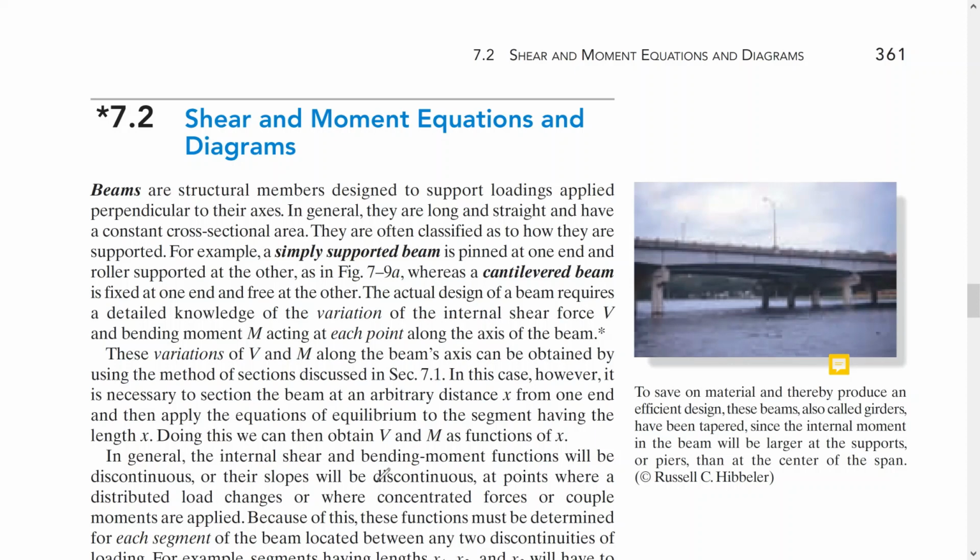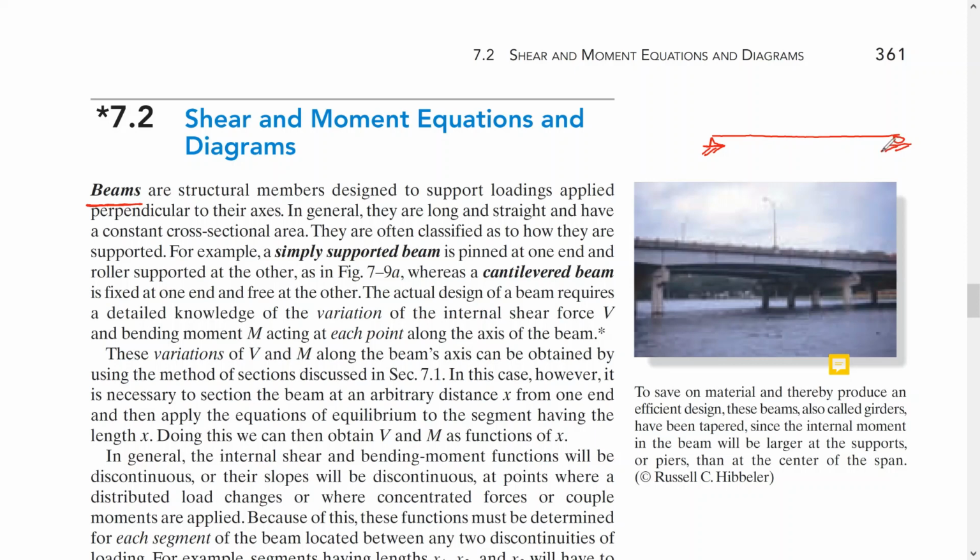So when I say beams, they are structural members designed to support loading applied perpendicular or vertically to their axes. And they are, in general, long and straight and have a constant cross-section, and might have a different cross-section. So this is the beam here, okay? This is a beam, and we call this beam a simply supported beam, okay?